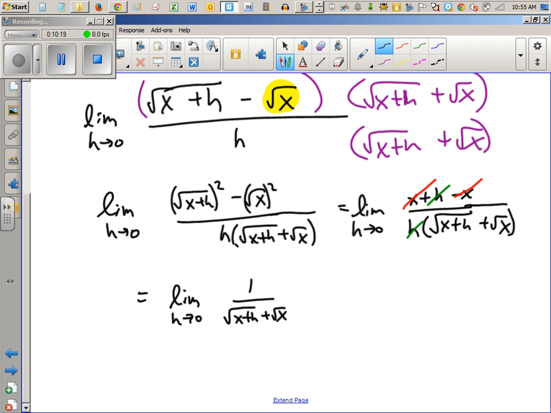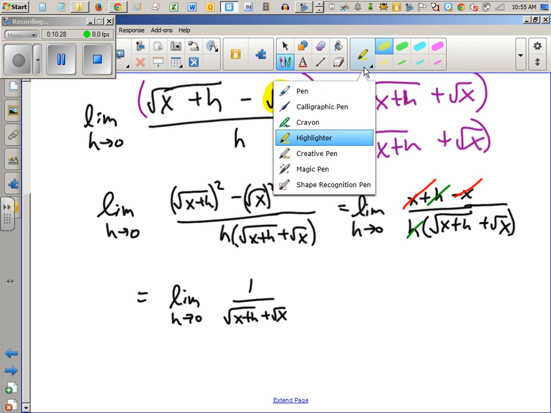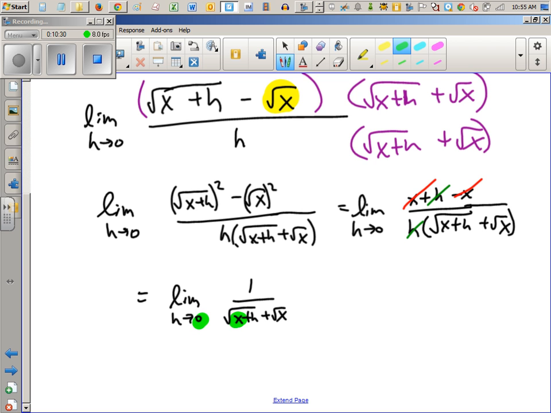But there's no factor of x on the bottom anymore. So now, or excuse me, there's no factor of h on the bottom anymore. So now we can plug in 0 for each of our remaining x's. So we're going to plug in a 0 for each x, and that gives us our final answer. 1 over rad x plus rad x.